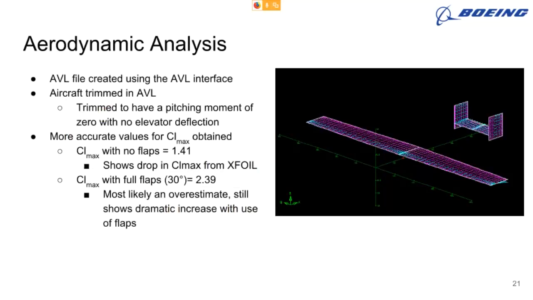Thanks, Prince. So for our aerodynamic analysis, we use the AVL interface provided on Valmus to make an AVL file. And we ran the analysis to get our stability derivatives, get more accurate values for CL max, and then to trim the aircraft. What we noticed most using AVL was that our CL max dropped to 1.41 with no flaps. However, with the addition of flaps, we received a CL max of 2.39, which is definitely an overestimate. But it shows that our CL max will increase dramatically, which will allow us to be able to hand launch the aircraft and it not just fall into the ground right off takeoff.